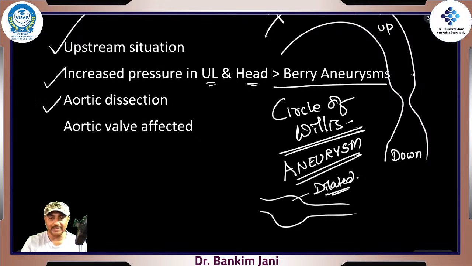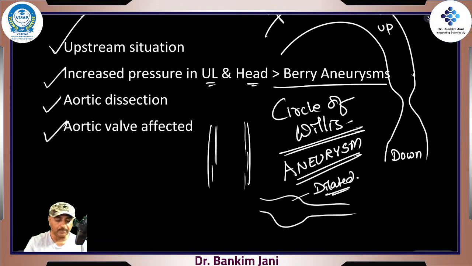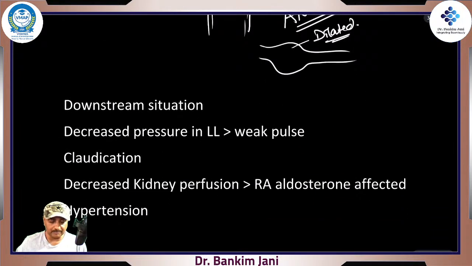Aortic dissection is when the inner wall of the aorta is peeled off, is broken. Similarly, the aortic wall is affected because of the back pressure. What about the downstream situation below?